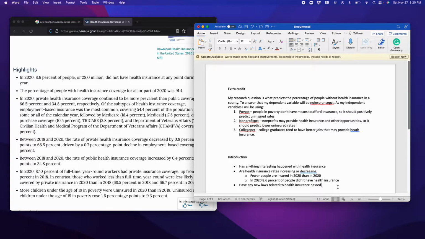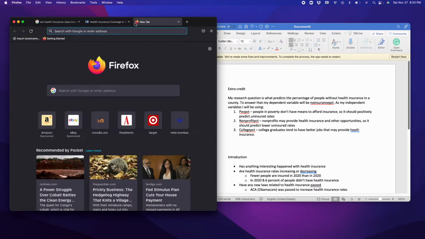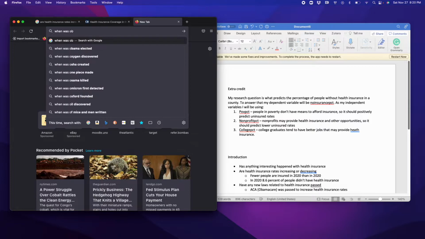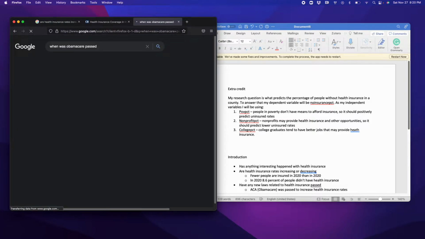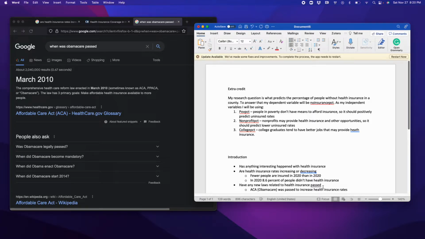And some of these questions I do have sort of answers to without having to Google it, right? Obamacare, the ACA, was passed to increase health insurance rates. When was it passed? I don't know that offhand. 2009 was my best guess. 2010. It passed in 2010 to increase health insurance rates.